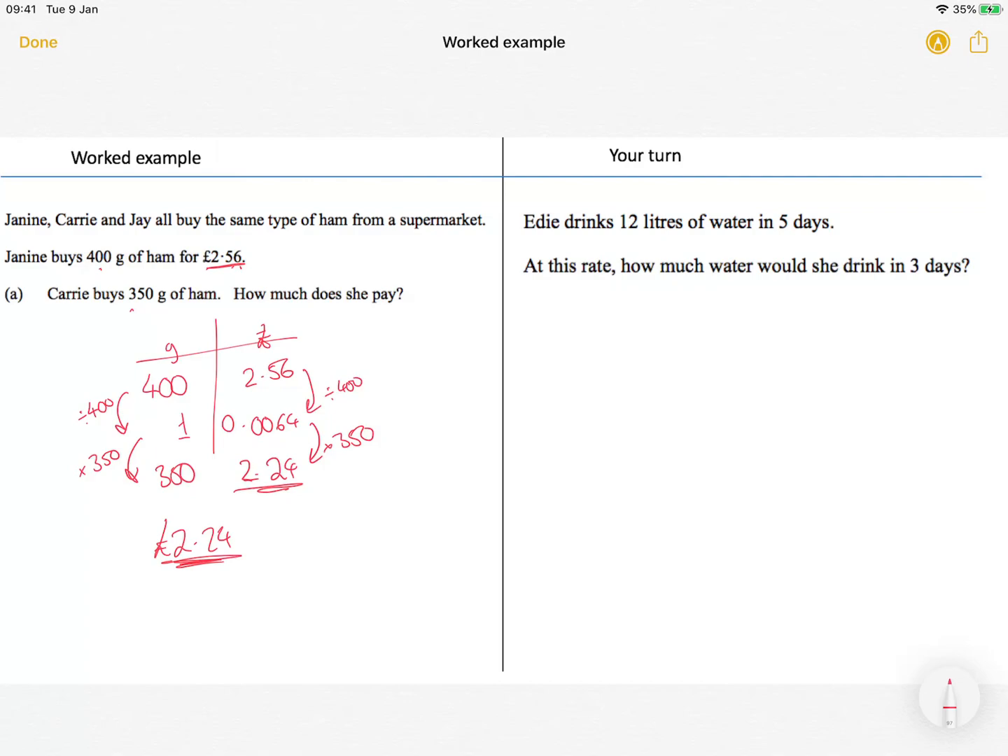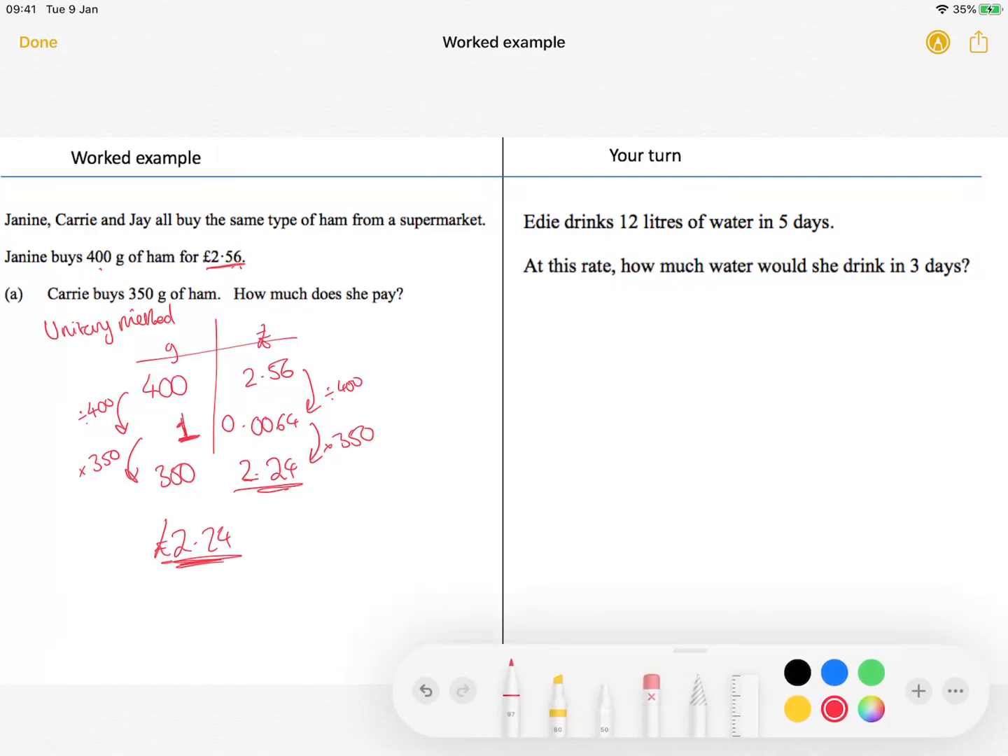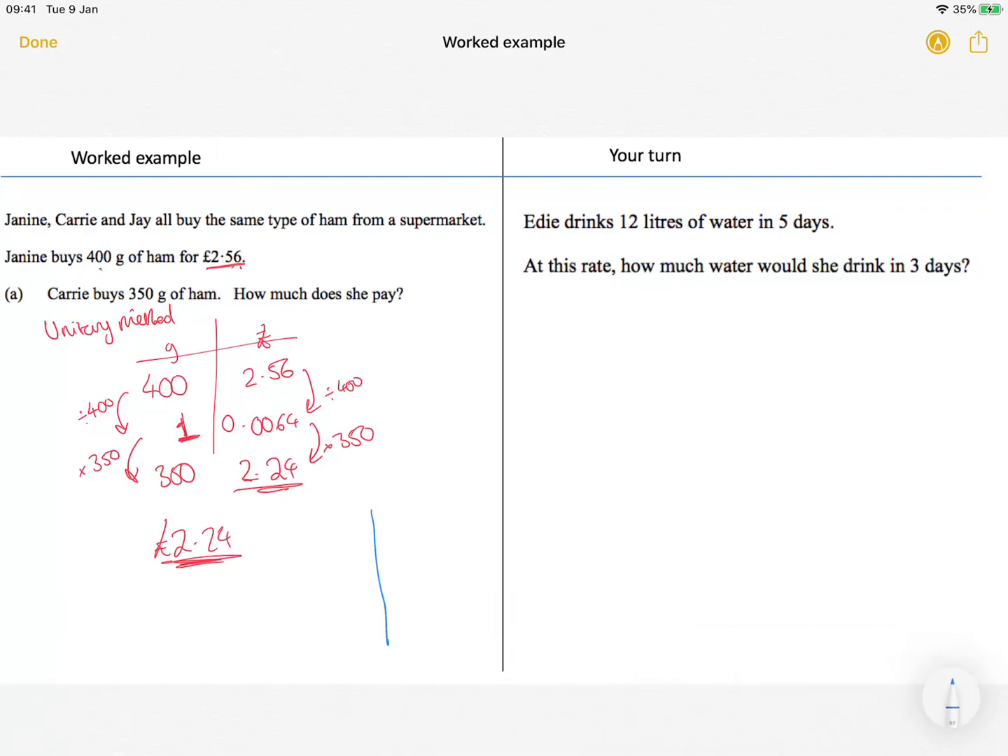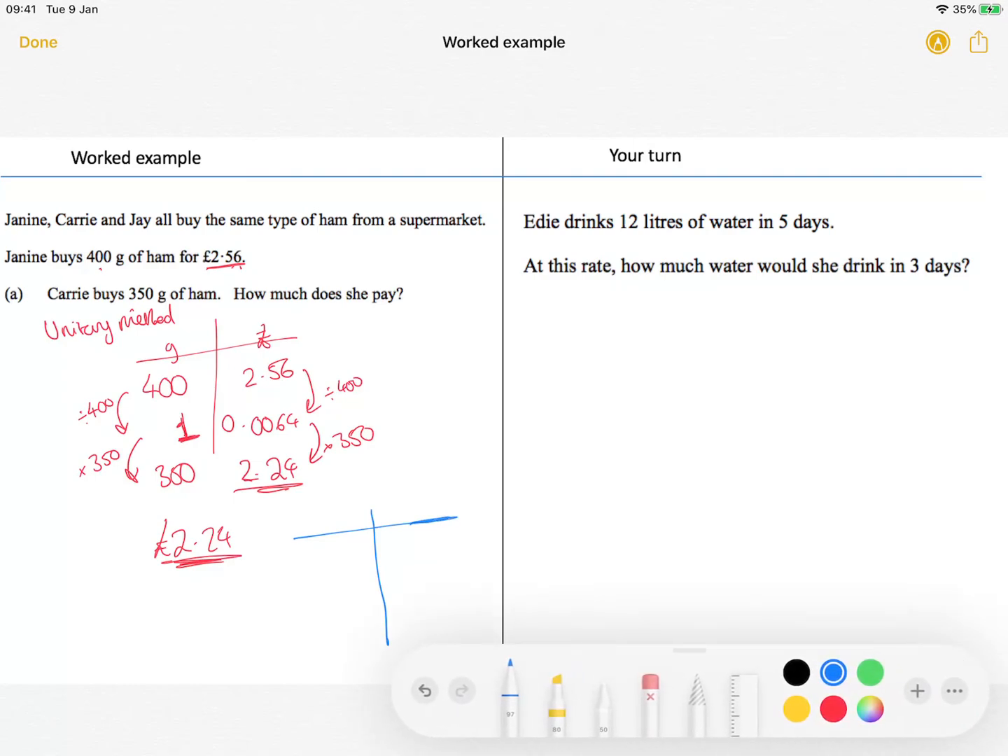I'll just show you another way you could have done it, because this is called the unitary method, because you find out what 1 unit is. So 1 gram here is worth this amount. Could have also done it another way. So this is another example of where you don't have to show it, and I'll just show you how it relates to ratios.